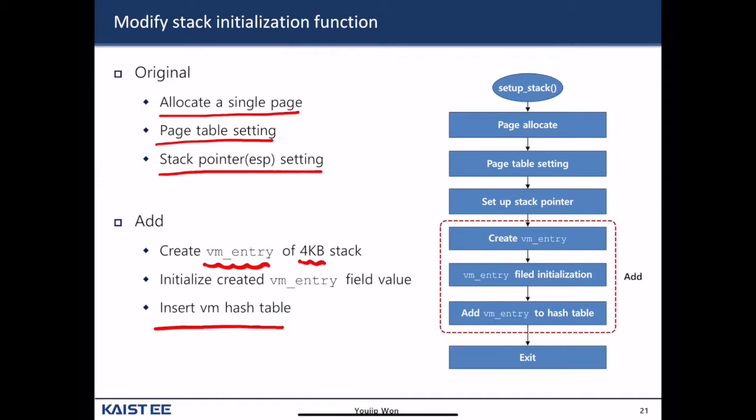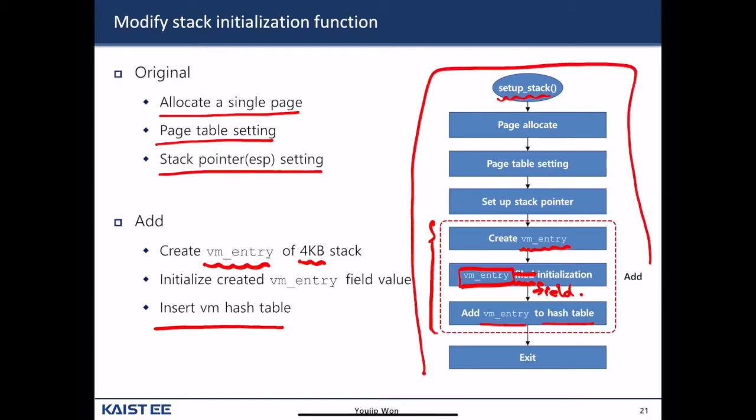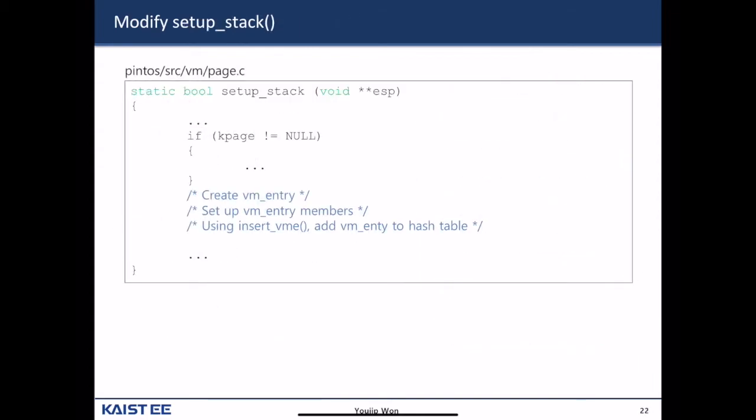So in setup stack, you add this part. That's very easy, huh? Okay, so you create a VM entry for the page you just created for the stack. You are initializing this field. Oops, this is misspelled. This is field. And then you add the VM entry to the hash table. So this is how you modify the setup stack function. This is the function you have to modify here.